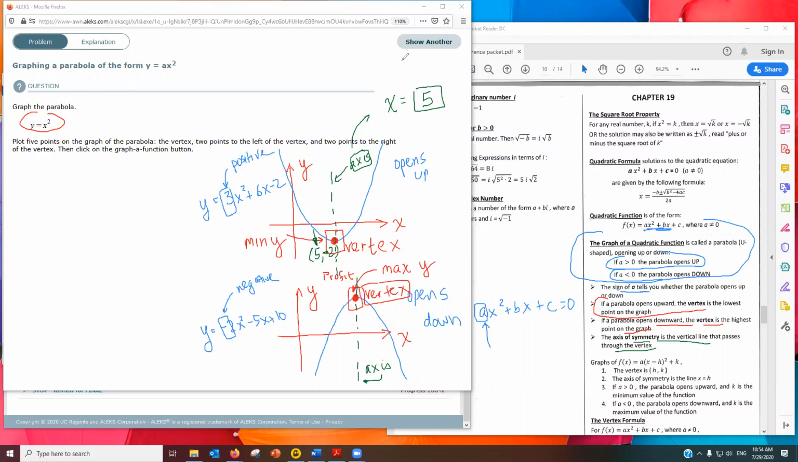Let's come to this example. It's asking us to graph a parabola, and they're giving us y equals x squared.